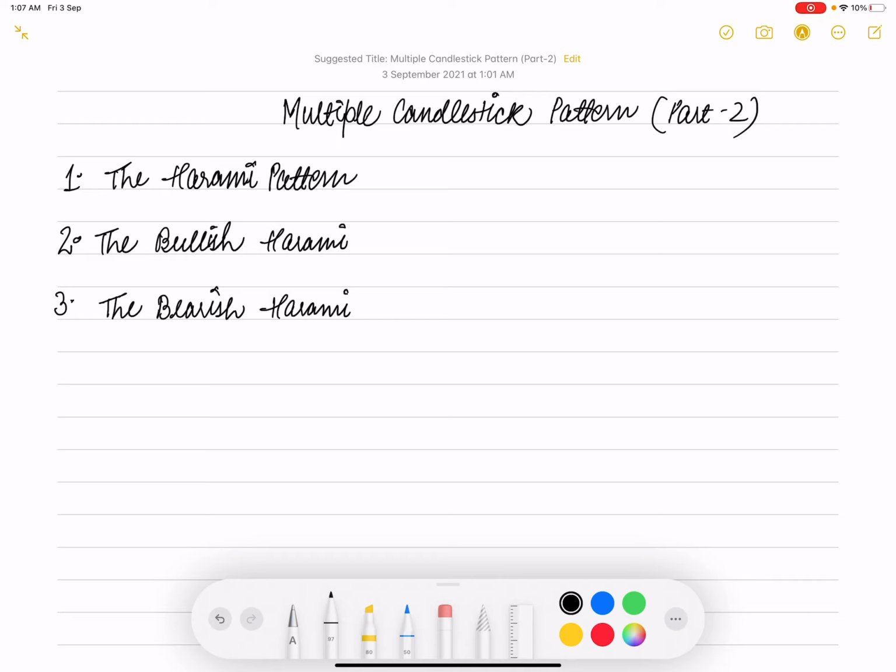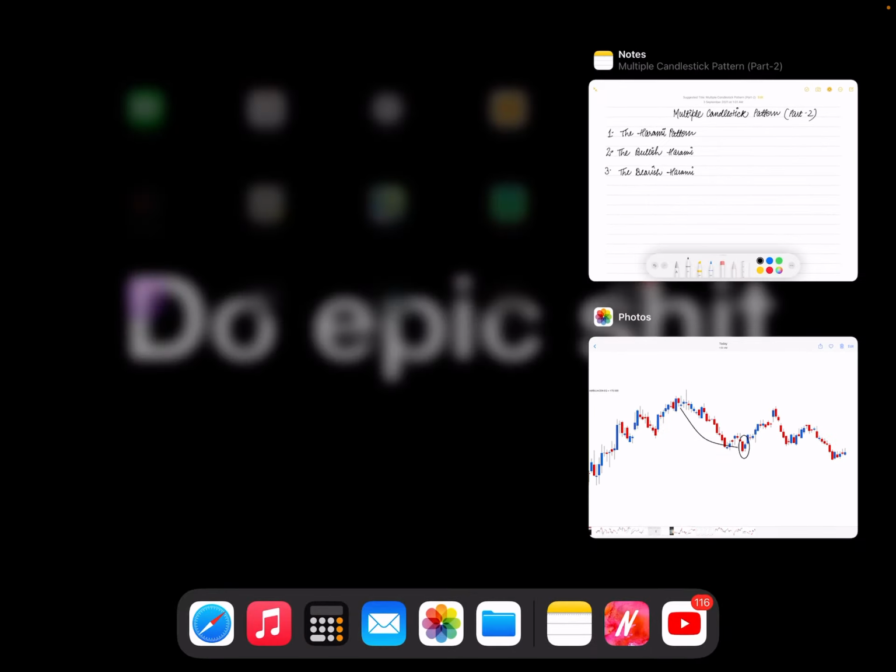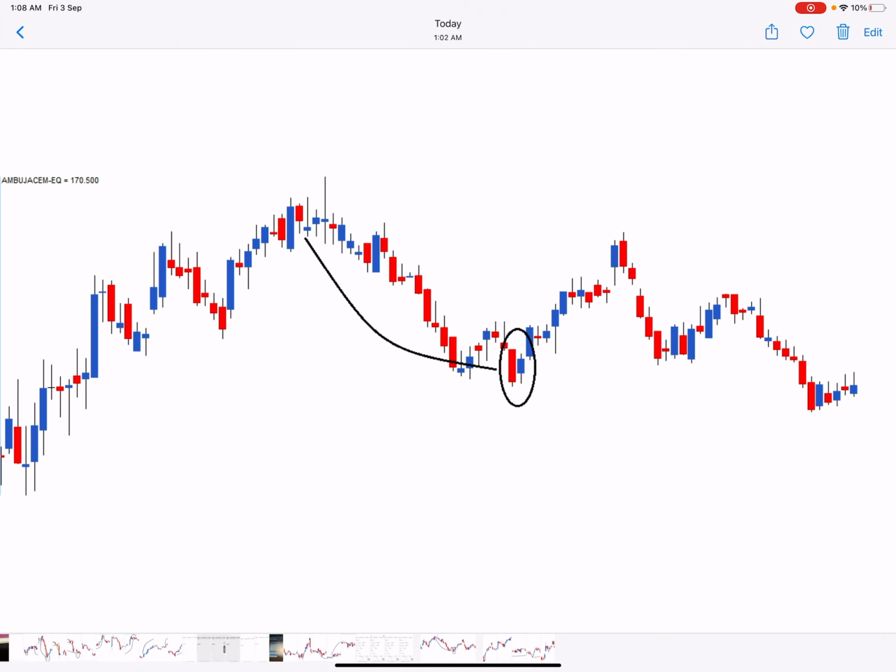Coming to the first one, the Bullish Harami, as the name suggests, is a bullish pattern which appears at the bottom end of the chart. The Bullish Harami pattern evolves over a 2-day period, similar to the engulfing pattern. You can see here the chart of the Bullish Harami pattern encircled.